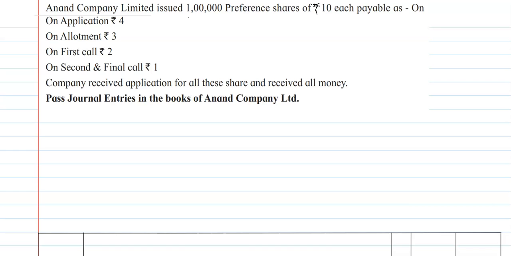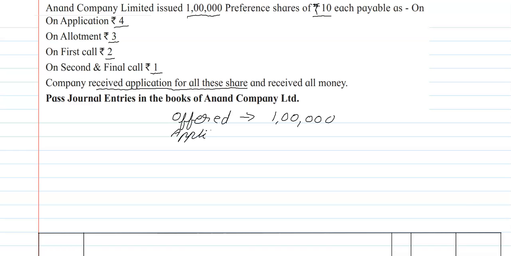Anand Company Limited issued 1 lakh preference shares of rupees 10 each, payable 4 on application, 3 on allotment, 2 on first call, and 1 on the second and final call. Making our note, we know that the offered shares was 1 lakh. They've told us the company received application for all these shares. So that means applied is also going to be 1 lakh.